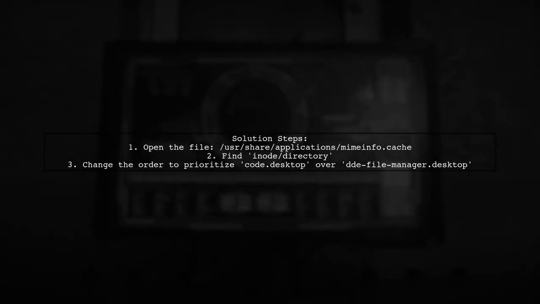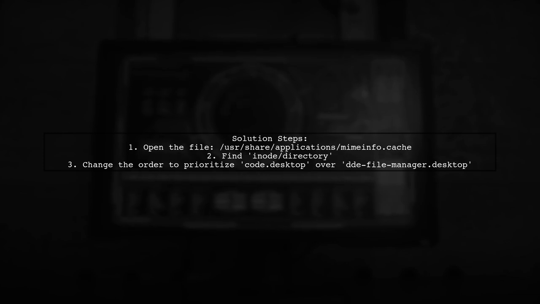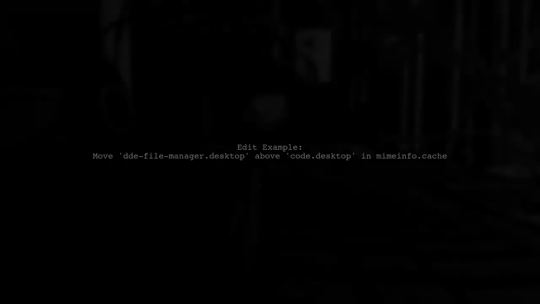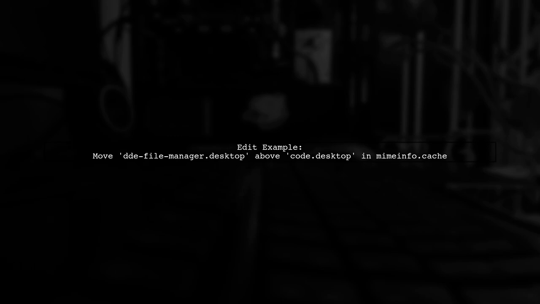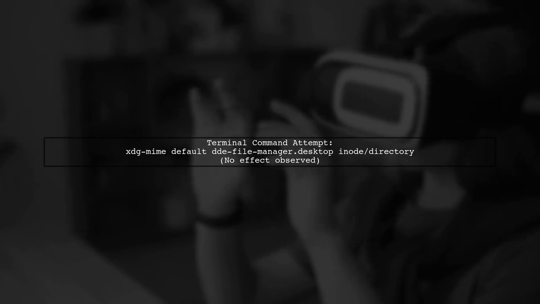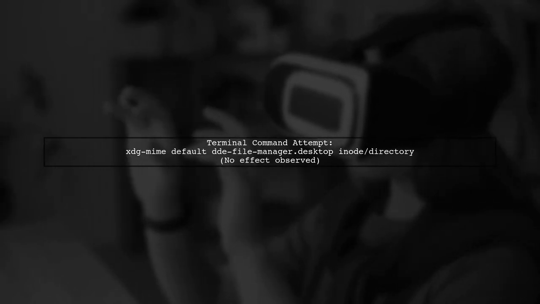To fix the issue of Super plus E opening Visual Studio Code on Linux Deepin, you need to edit a specific file. The user found that moving filemanager.desktop above code.desktop in the mimeinfo.cache file solved the problem. They also tried using a terminal command to set the default file manager, but it didn't work as expected.